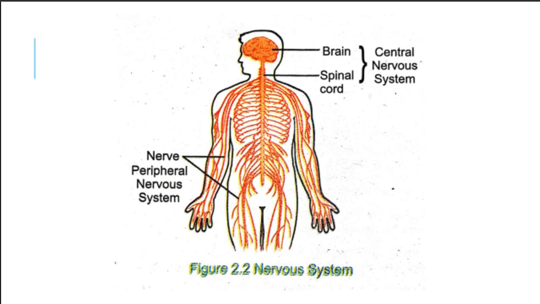This is the nervous system. The brain and the spinal cord are parts of the central nervous system, and the nerves are the part of the peripheral nervous system.